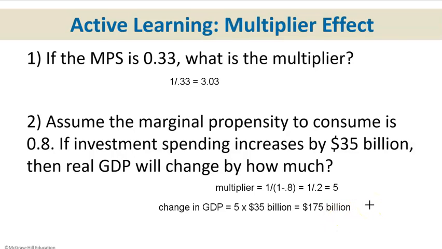One more thing that you want to keep in mind when you see a problem like number 2 is that if the spending is increasing, GDP is increasing. So the answer to this would actually be GDP increases by 175 billion. And then keep in mind, sometimes you'll see the same type of problem, but it will say that spending decreases by a certain amount. And that would mean that real GDP is decreasing.